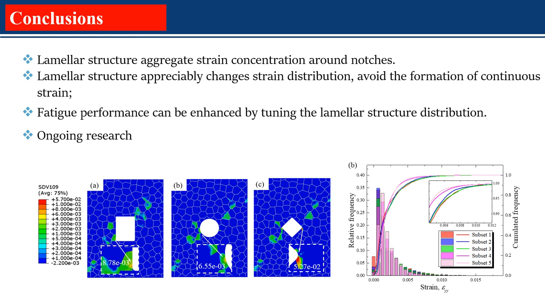Now we have come to the conclusion part. The following three conclusions are summarized. Lamellar structure aggravates strain concentration around notches. Also, lamellar structure appreciably changes strain distribution, avoiding the formation of a continuous strain. In that sense, fatigue performance can be enhanced by tuning the lamellar structure distribution.